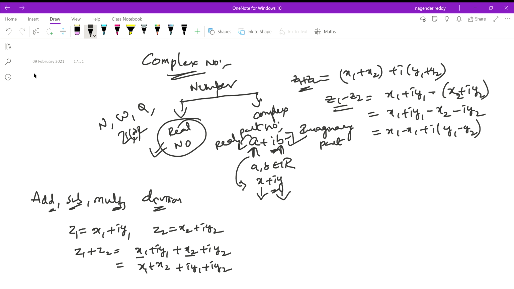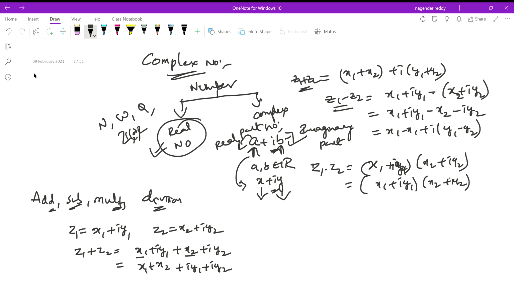It's very important. Now we'll go for z1 into z2. z1 into z2 is equal to, z1 is x1 plus iy1 and z2 is x2 plus iy2. Let me repeat, it is not clear: x1 plus iy1 and x2 plus iy2.